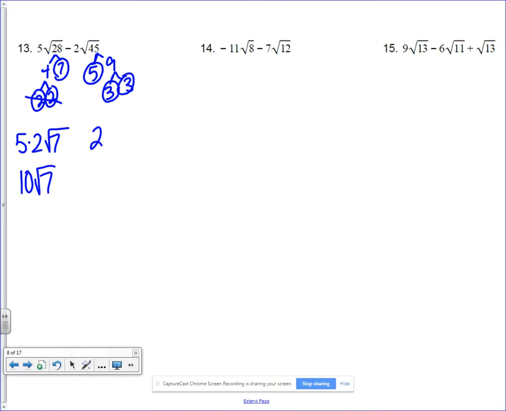There was a 2 already out there, agreed? What else is coming out? A 3, and what's left under? A 5. So 2 times 3 is radical 5. So it's going to be a minus right here. Good. Not like radicals.